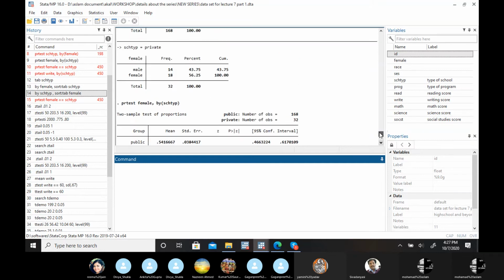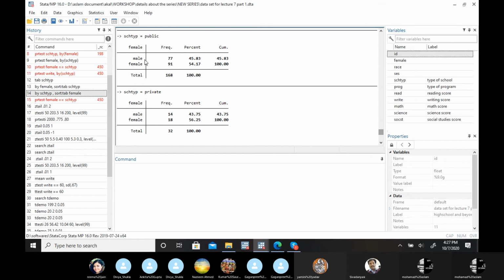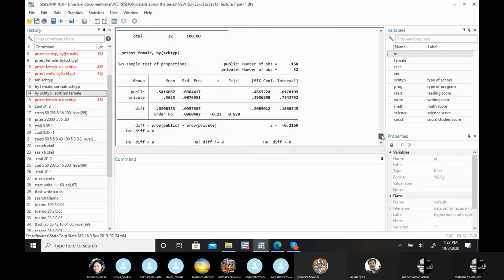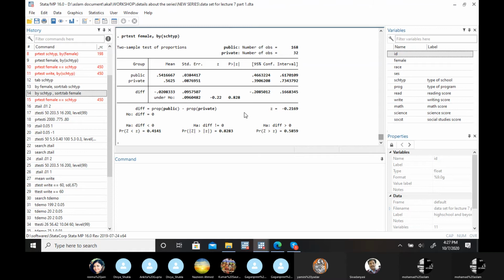You can cross check your tables. In the public school, females are 54%. In the private school, females are 56%. So actually, we are testing this: is this difference just by chance? Is their percentage more or less the same in the public and private schools, or is this difference indicating something, that they might prefer one in comparison to another? This is our result. So let's see, is our null hypothesis that their percentage is more or less equal.